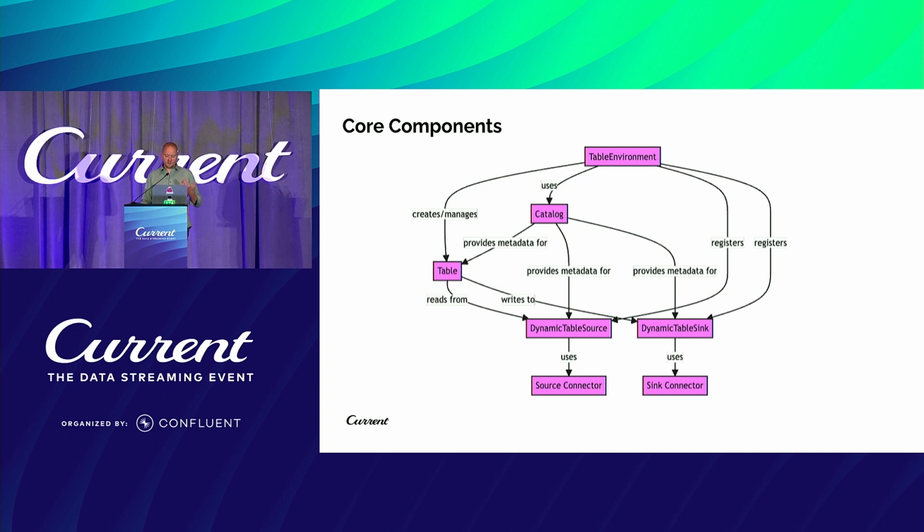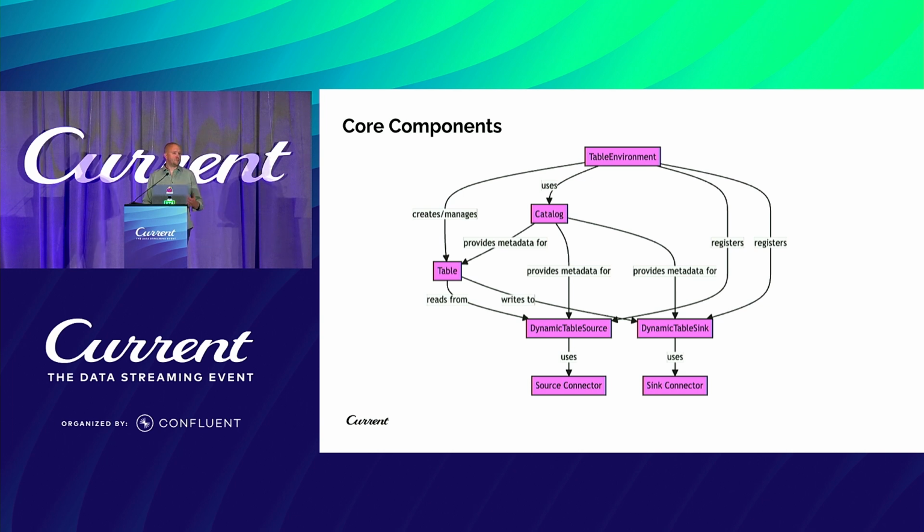And this diagram is very much illustrating how all of these components interact together. Central table environment managing the tables, registering the sources and sinks, and the tables actually read from these sources and write to the sinks, and the catalog provides information or metadata throughout the entire system.